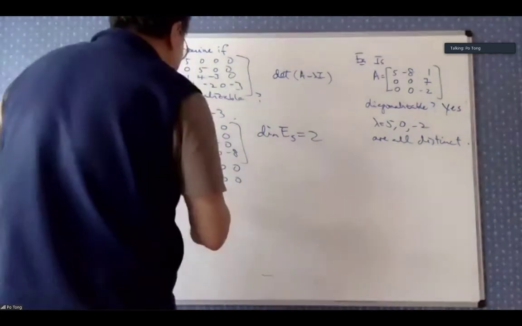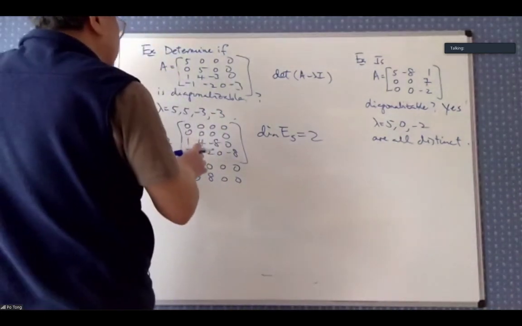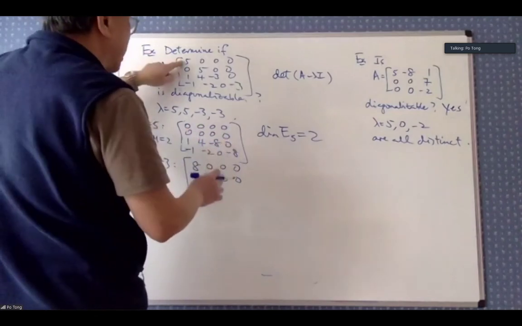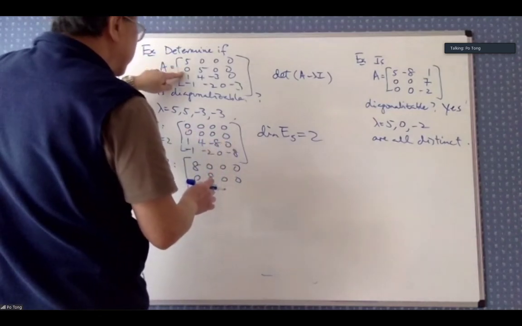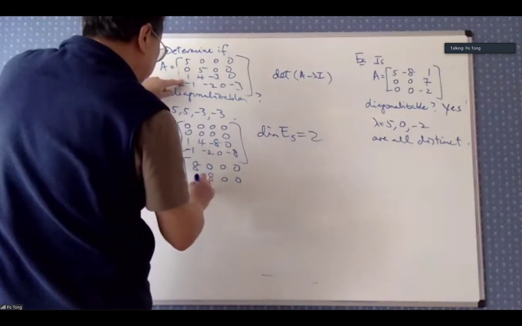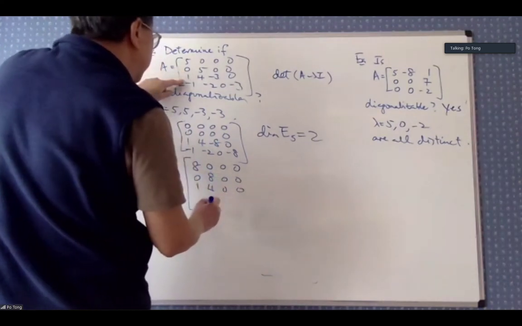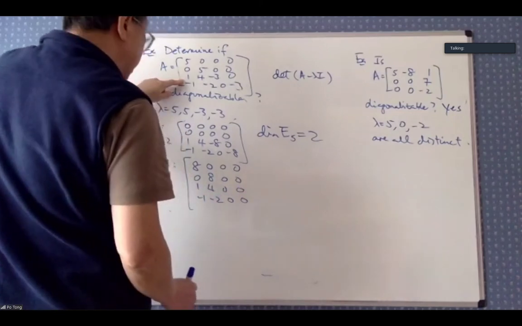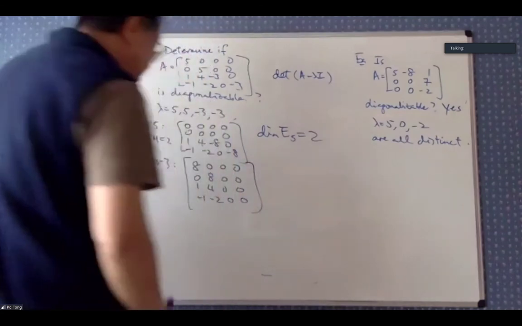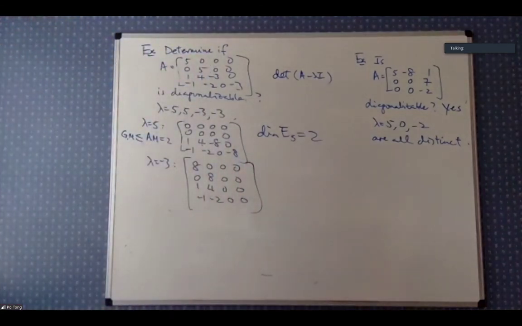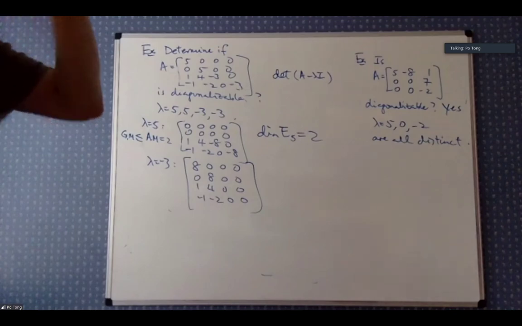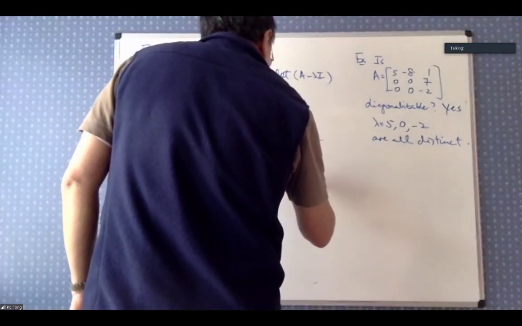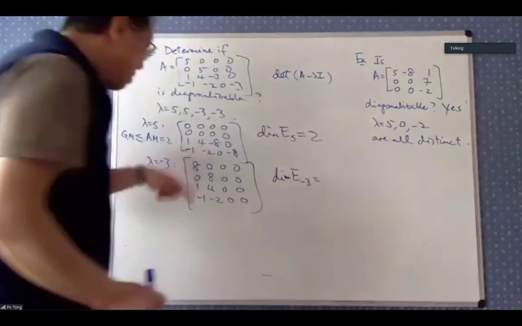Okay, so what happened here? I add 3, yeah. So this will be 1, 4, 0, 0, minus 1, minus 2, 0, 0. So does this work? What's the dimension of E minus 3? How many pivots are going to be here?